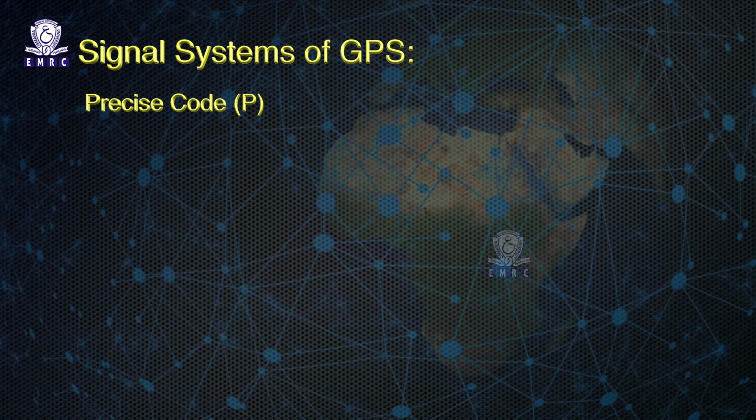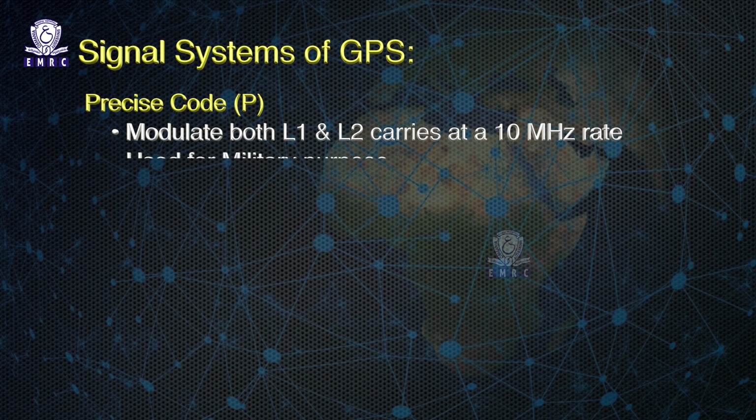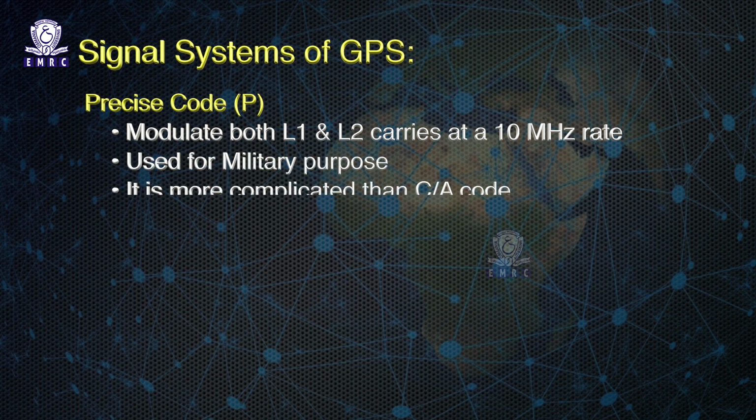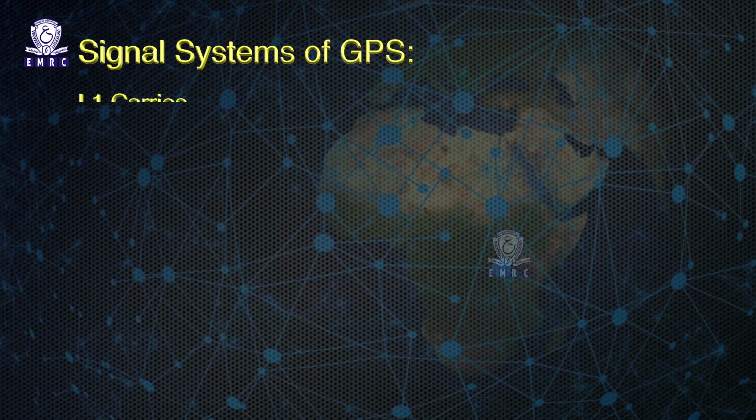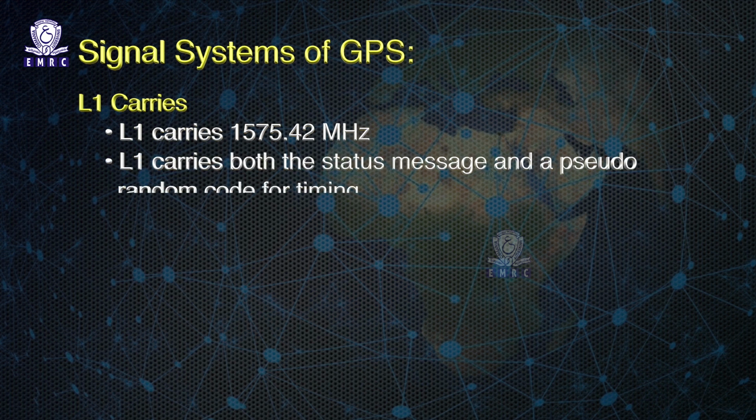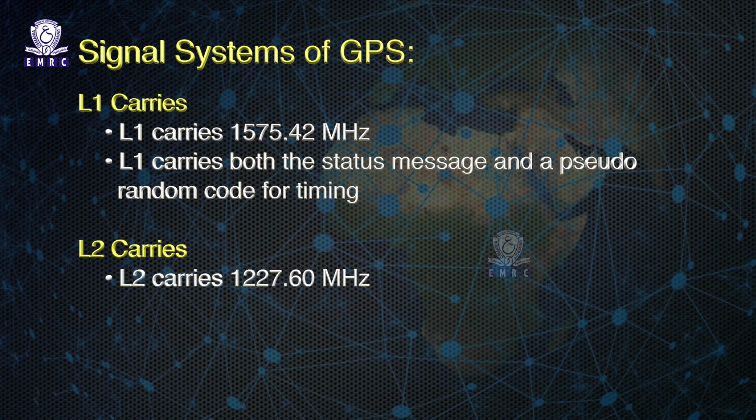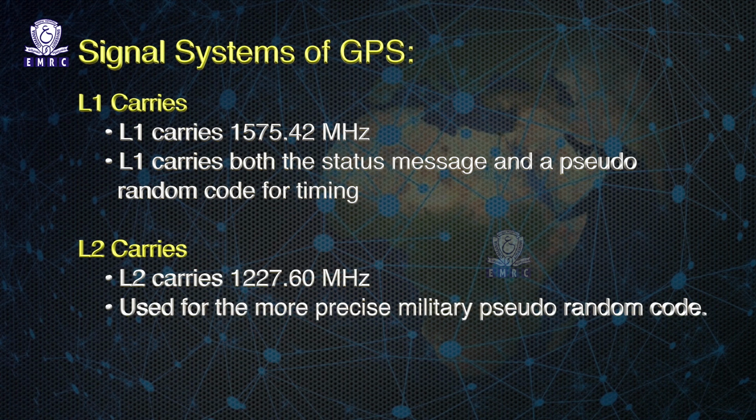Precise code. Precise code modulates both L1 and L2 and carries at a 10 MHz rate. It is used for military purposes and it is more complicated than the CA code. There are two types of signals, L1 and L2. L1 carries 1575.42 MHz. L1 carries both the status message and the pseudo-random code for timing. L2 carries 1227.60 MHz. L2 is used for the more precise military pseudo-random code.